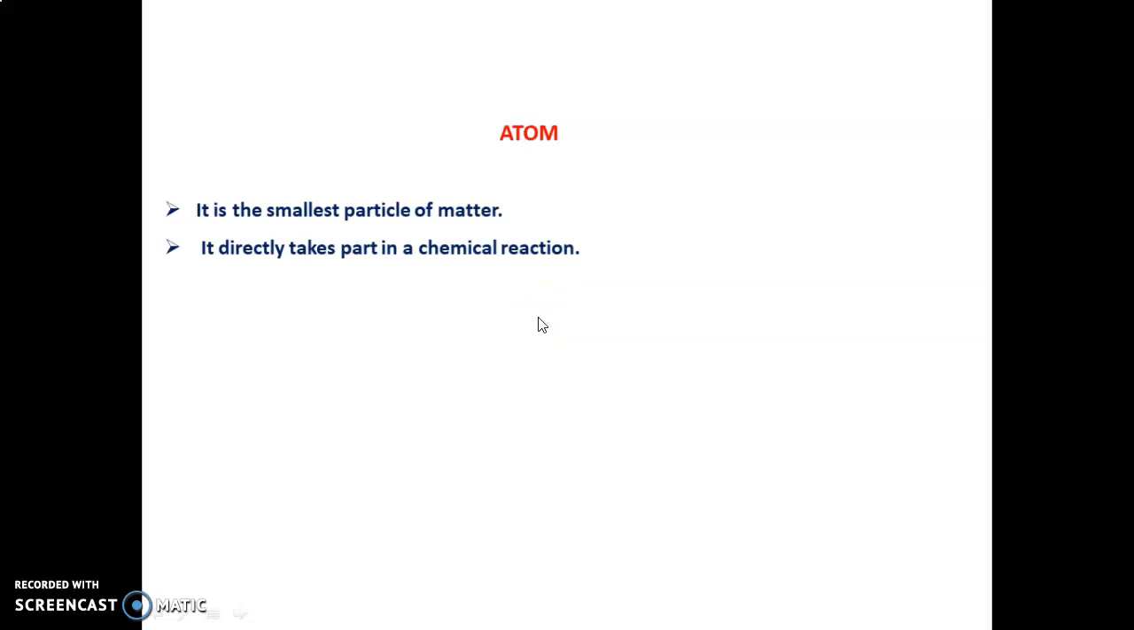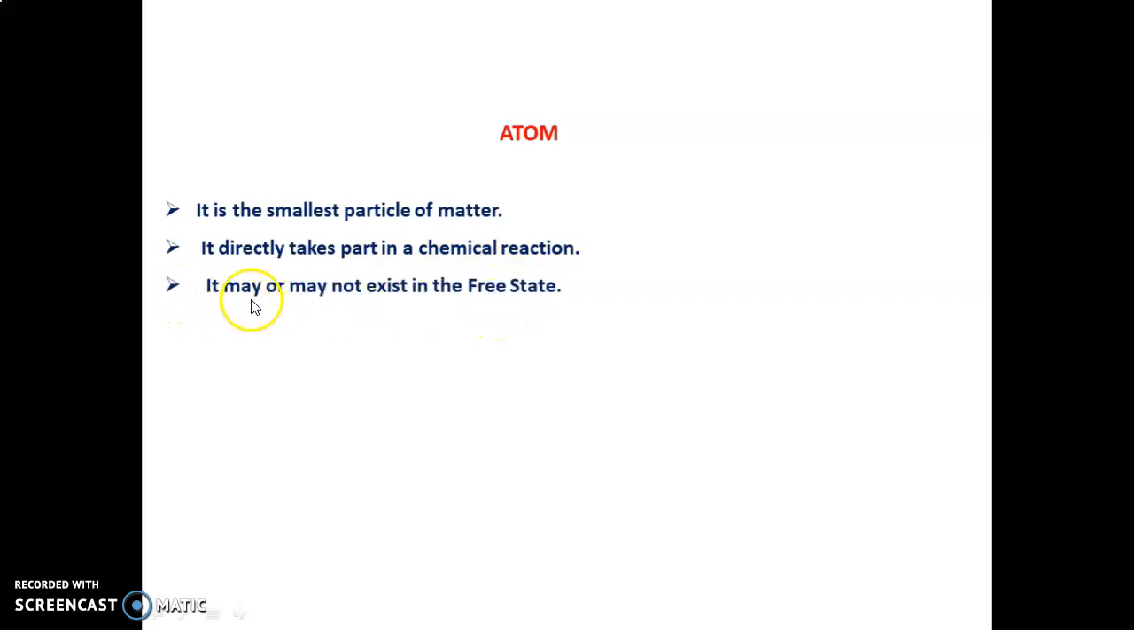The first process is the splitting or dissociation of the molecule into atoms. Then atoms take part in the chemical reaction. That's why the next point about atom is that it directly takes part in a chemical reaction. In any reaction, molecules do not take part directly. They split into atoms, and atoms take part in the chemical reaction.